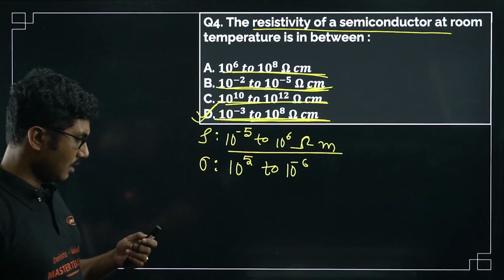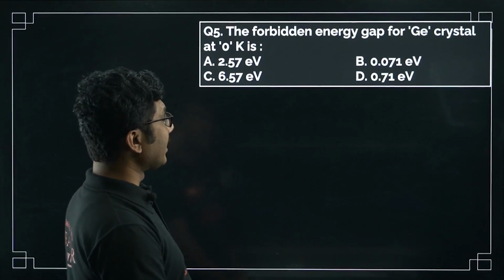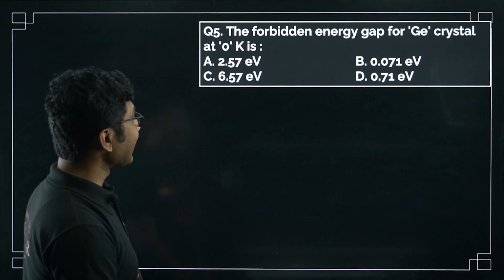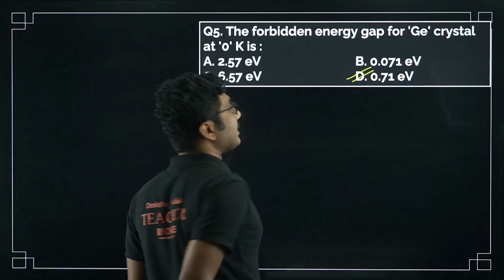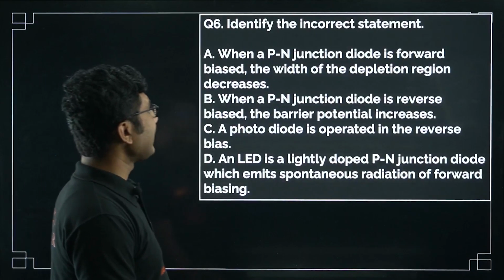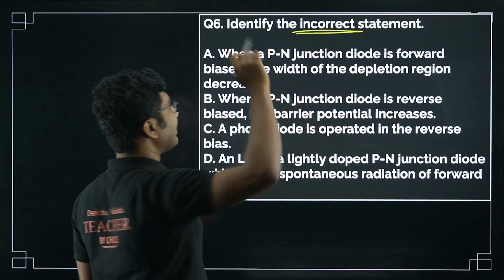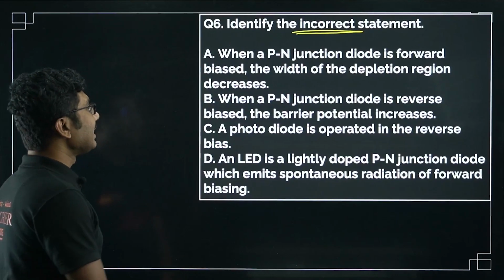Okay, now next, the forbidden energy gap for germanium crystal at 0 Kelvin is 0.71 eV. Okay, next, identify the incorrect statement. These are very tricky questions. So basically 3 of them are correct, 1 is incorrect. So you have to find the incorrect statement.